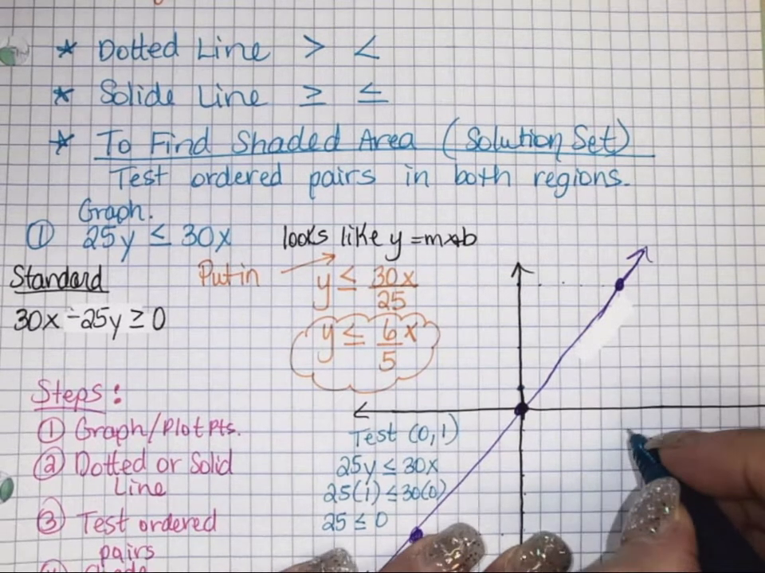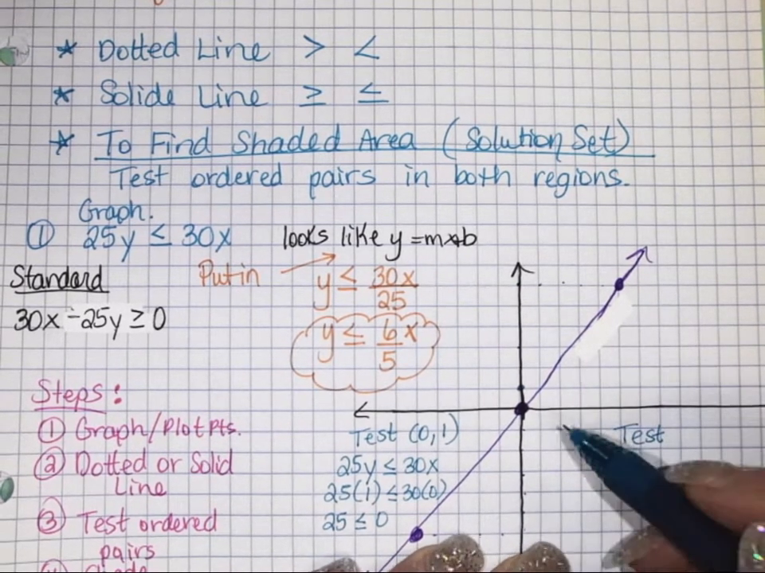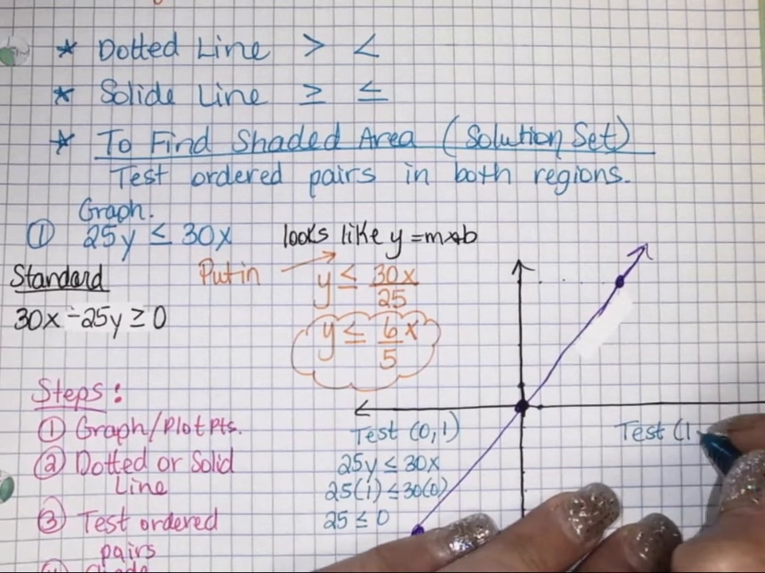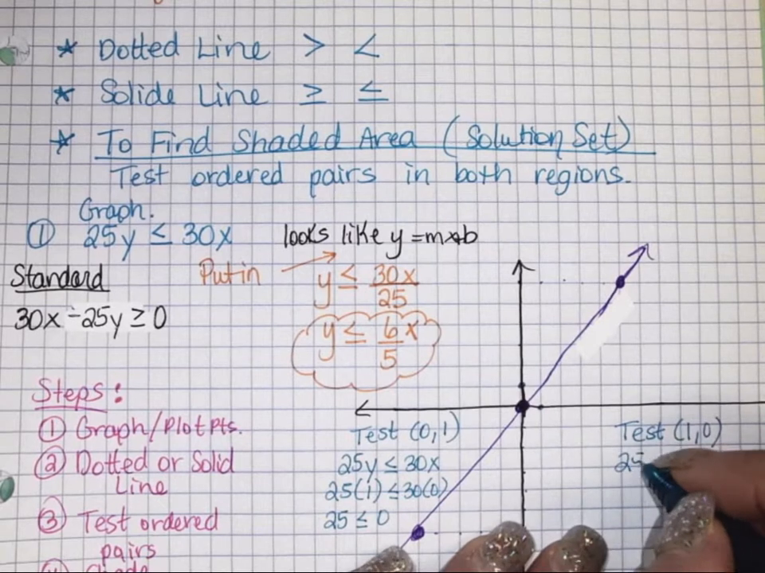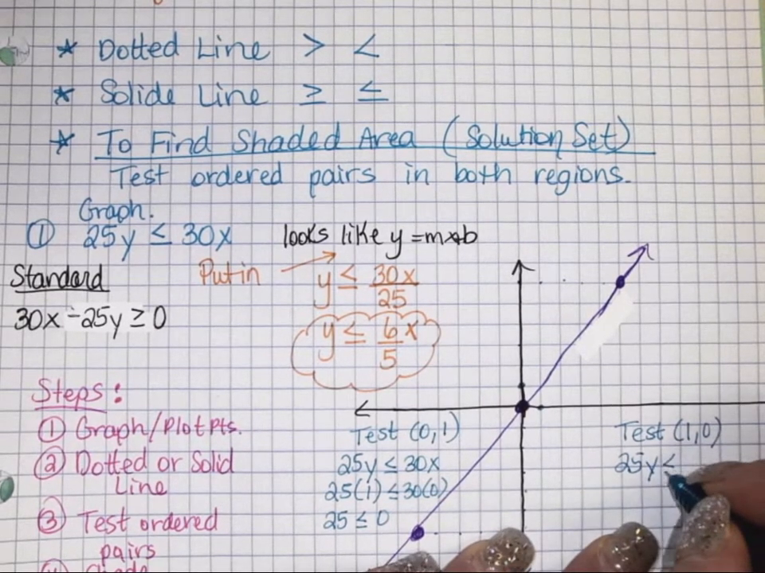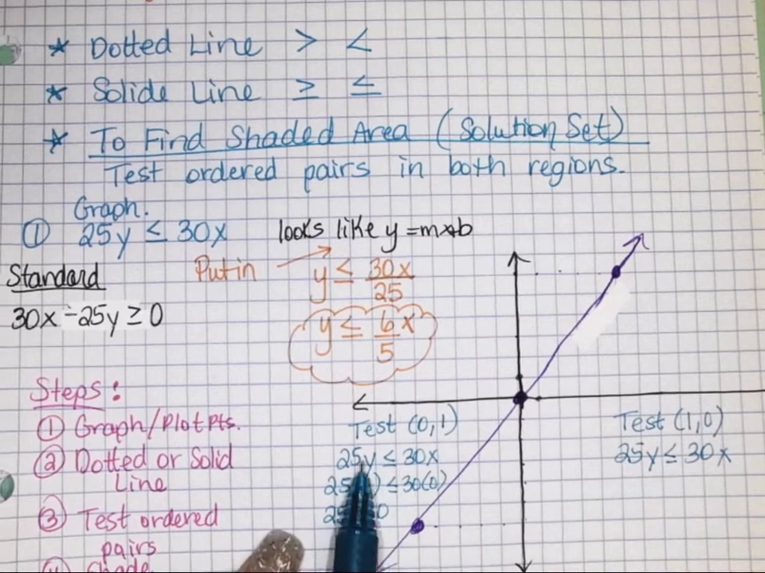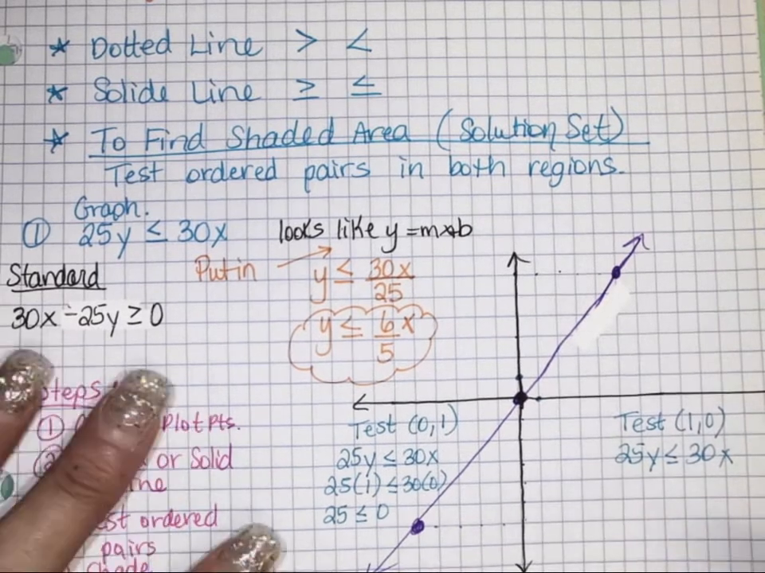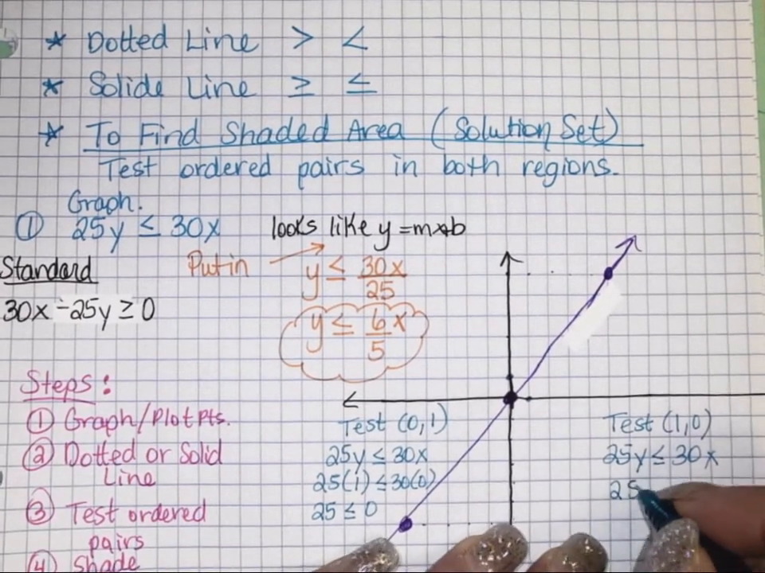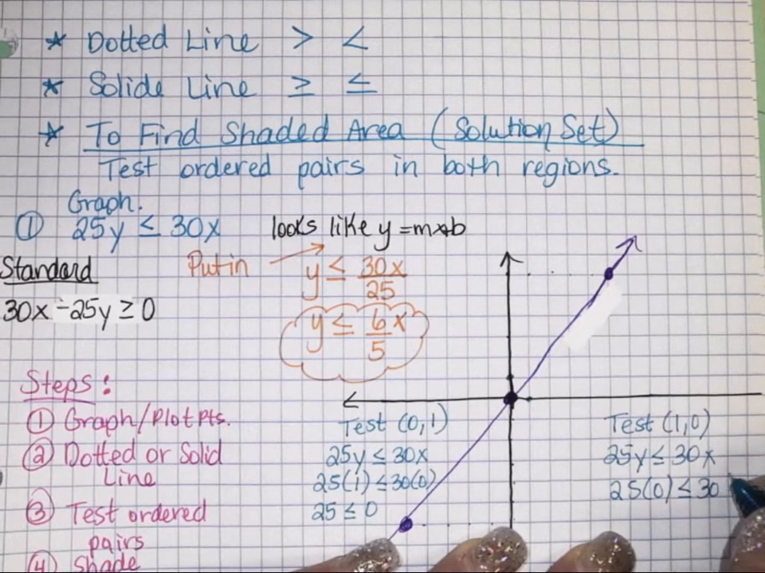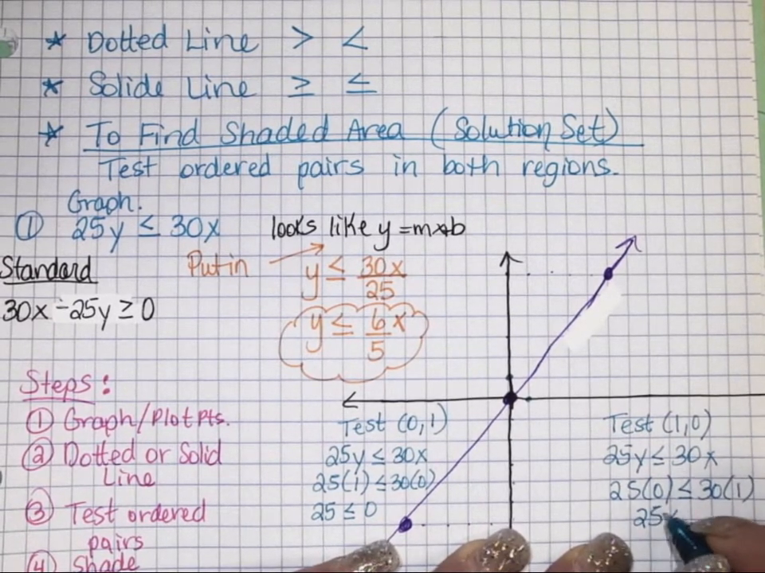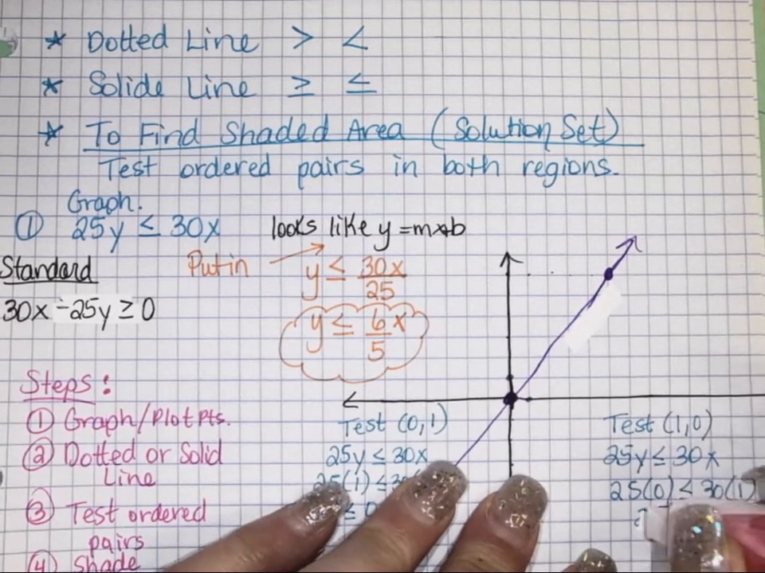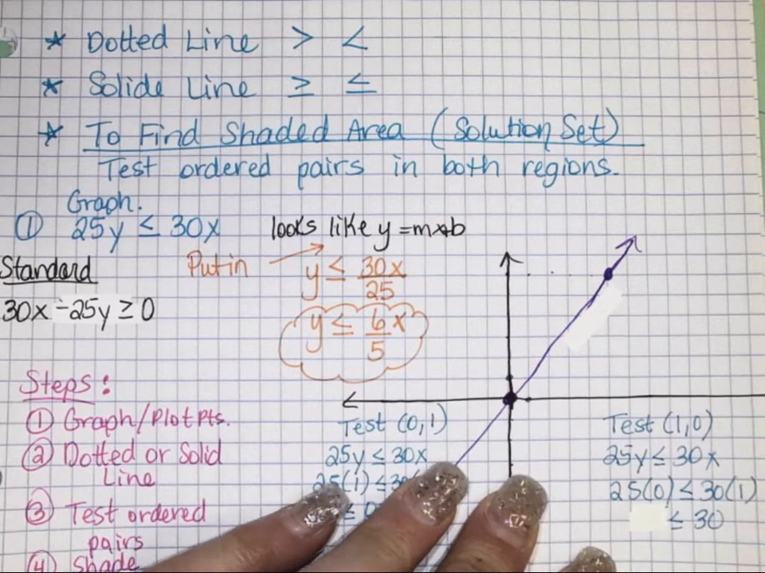Now let's test. Let's pick an easy one. I'm going to test 1, 0. So let's test 1, 0, plug it in, 25y less than or equal to 30x. You can plug into either your original or the one that you transformed. Either way. So when we plug in 25 times 0 less than or equal to 30 times 1, you get 0 is less than or equal to 30. And that definitely is a true statement.